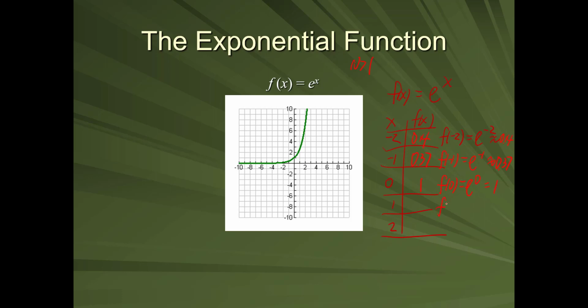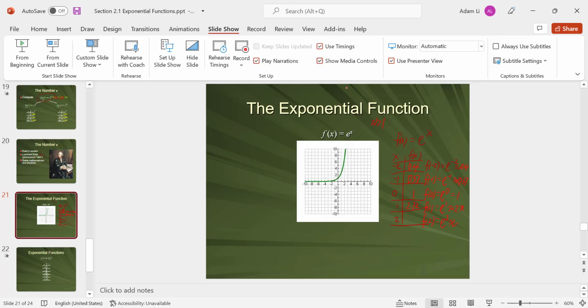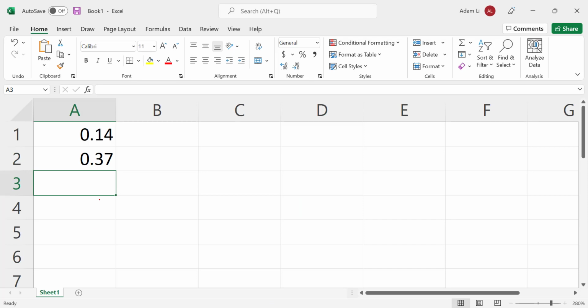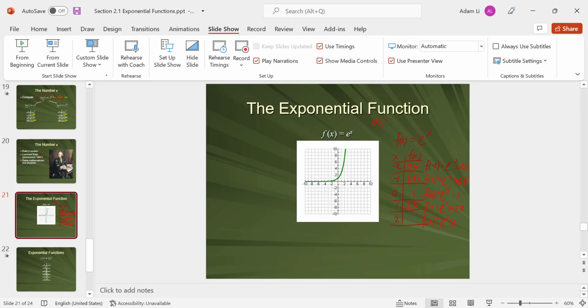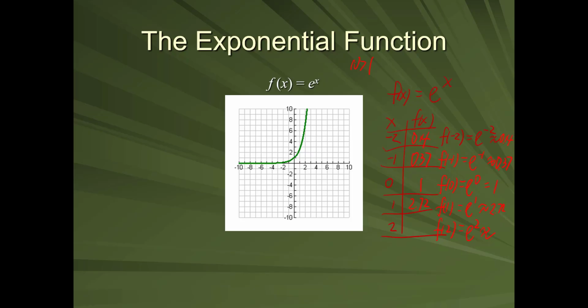Now, f of 1, it's e to the 1st, so it's approximately 2.72. Okay, 2.72. And f of 2 is e to the 2nd power. And again, I'm going to use Excel to show you the result. e to the 2nd. So this is 7.39. Okay. So 7.39.